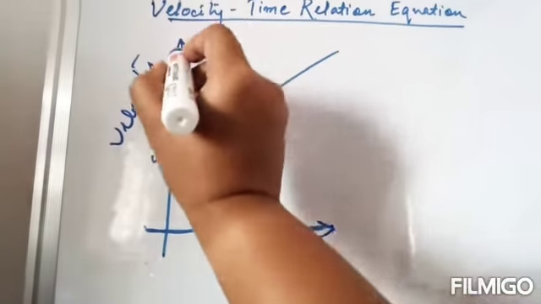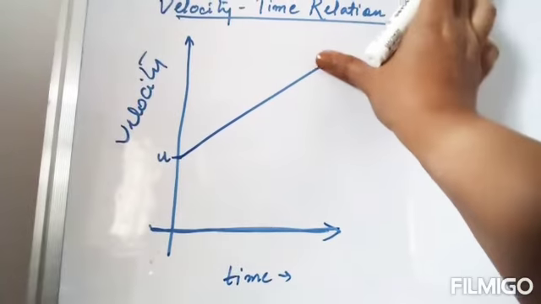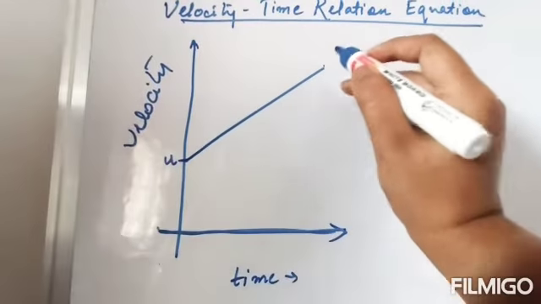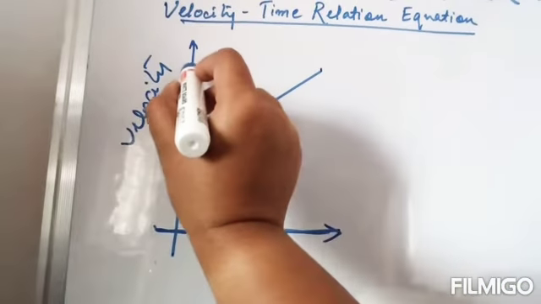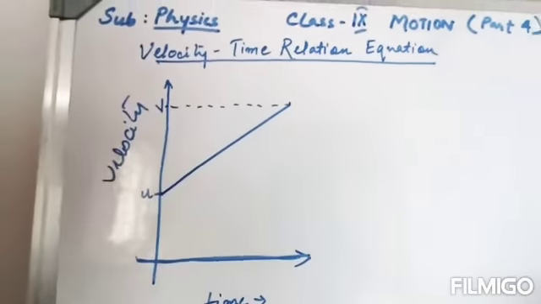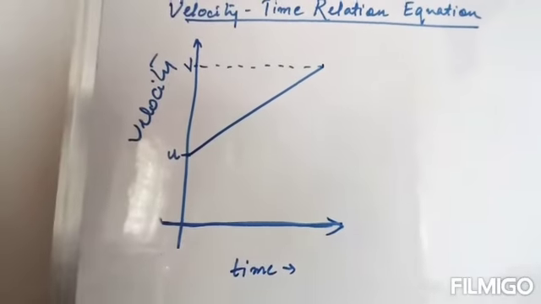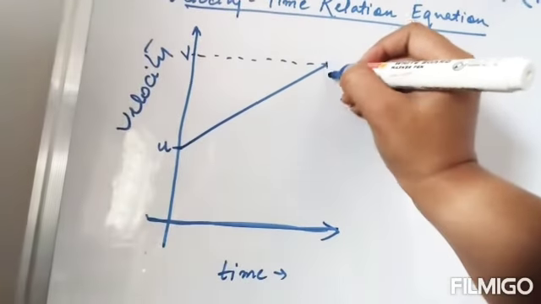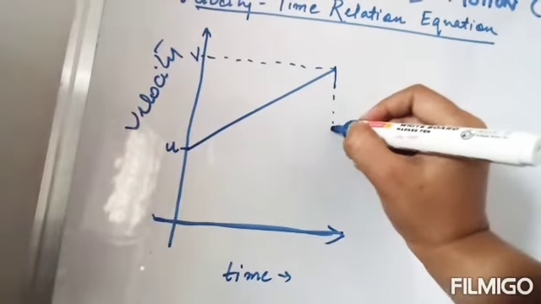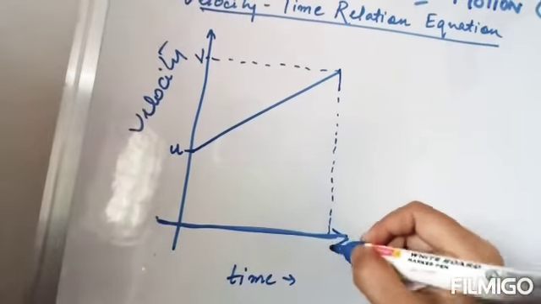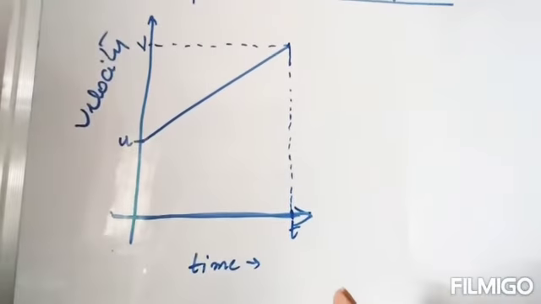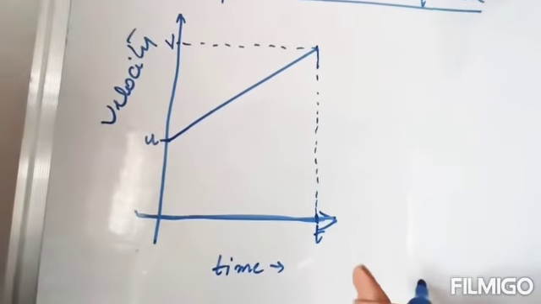If this is so, then this is the initial velocity, or we can say this is U. Correct? And this is the final position, that means this will give our final velocity. If we bring it down, then at this position there will be a certain value of time. Let us consider it as T.